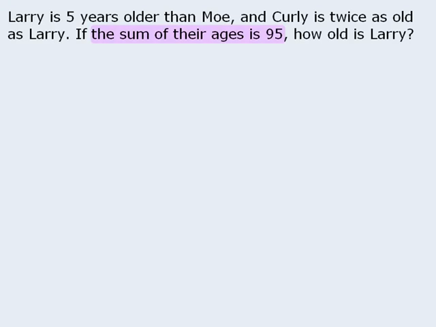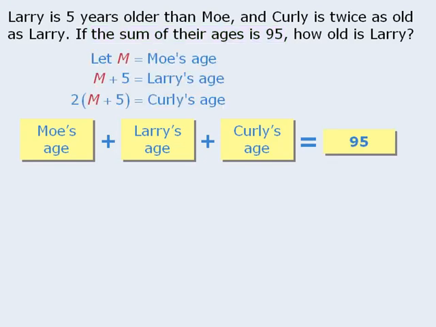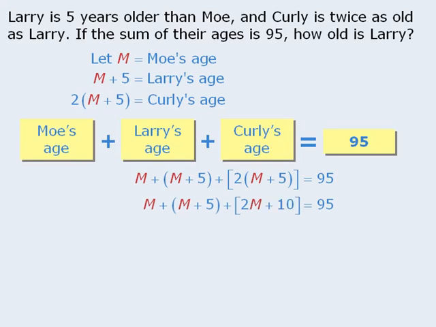Well, one technique is to begin with a word equation. The question tells us that the sum of their ages is 95, so we can write the word equation: Moe's age plus Larry's age plus Curly's age equals 95. Now let's take the variable expressions we assigned to the ages in the last lesson and write an equation. We can write m, Moe's age, plus m + 5, Larry's age, plus 2(m + 5), Curly's age, equals 95.